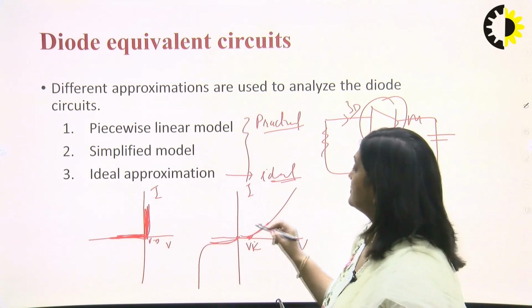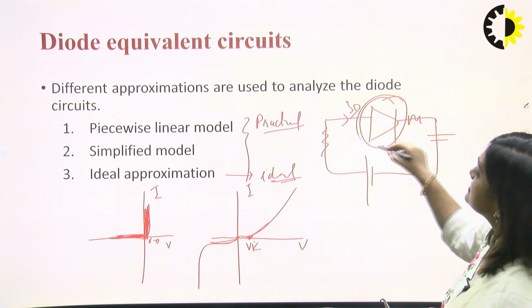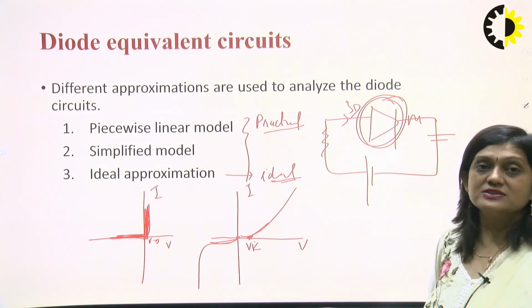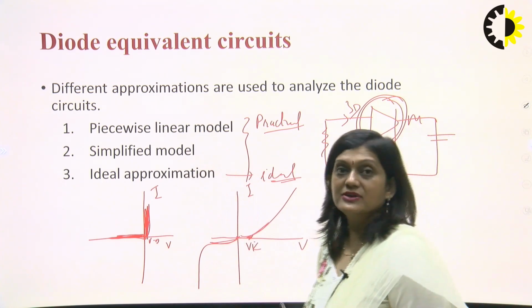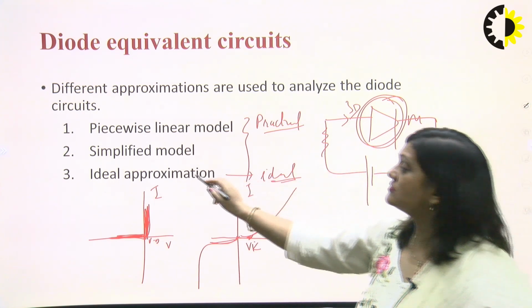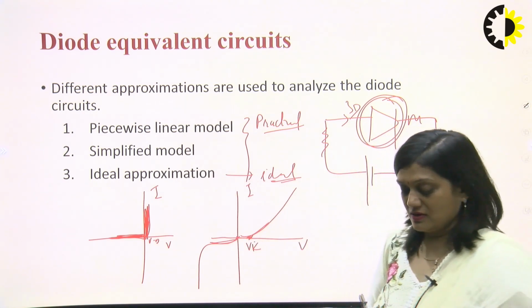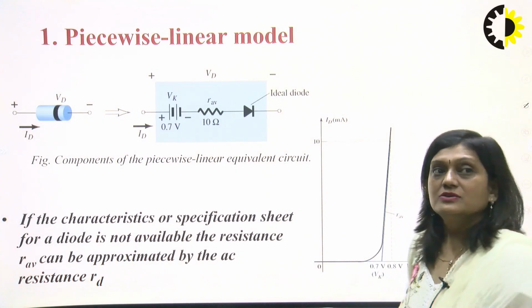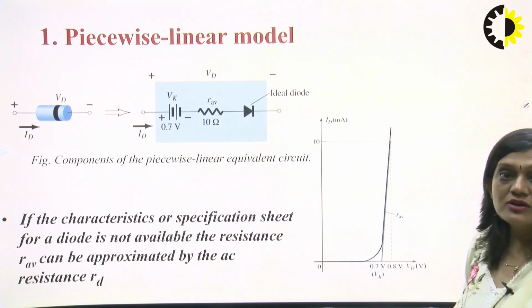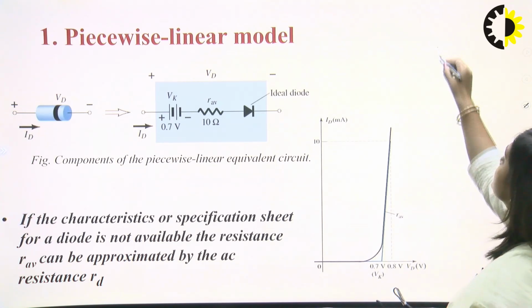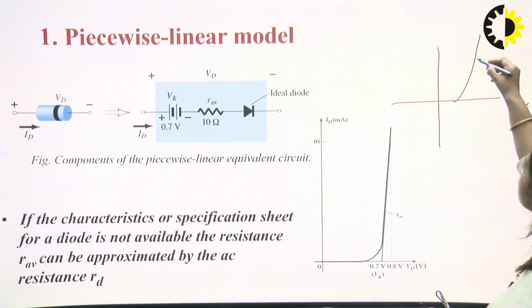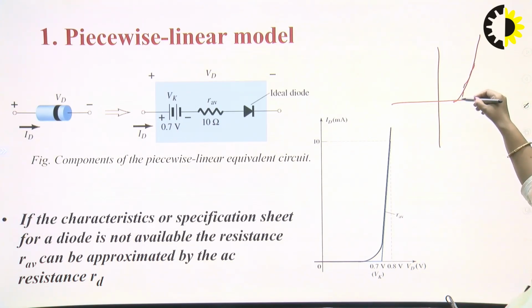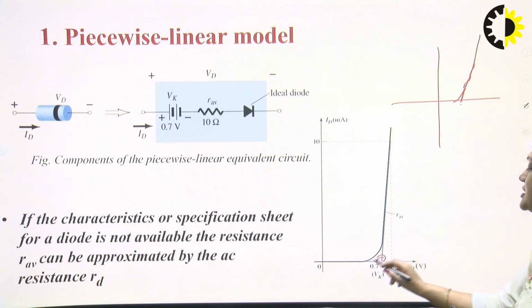So we can replace this diode according to its category. If it is a practical diode, we can replace it using these two models, and if it is an ideal diode, we can replace it with the ideal approximation. The first model is our piecewise linear model. Here the VI characteristics are the same, but it is a linear model, so we draw a line segment from this knee point.